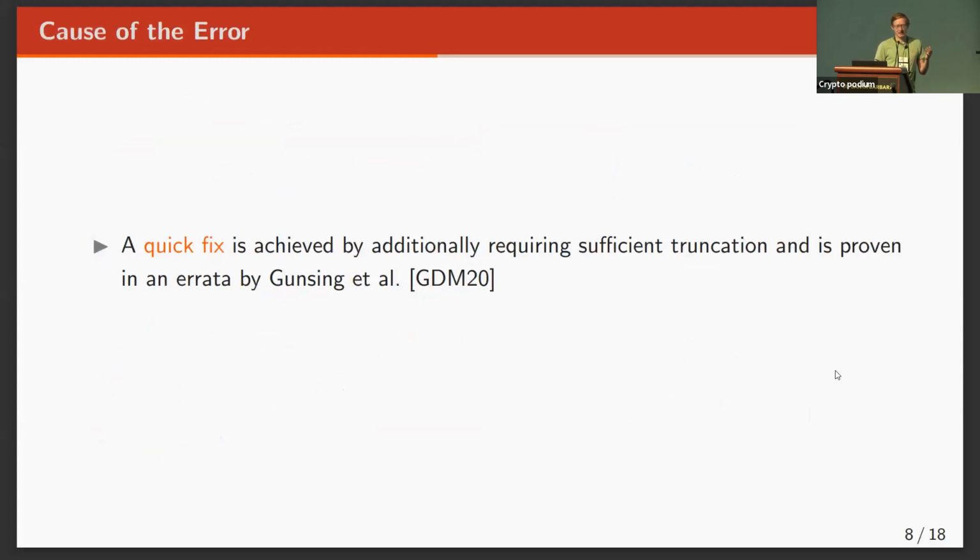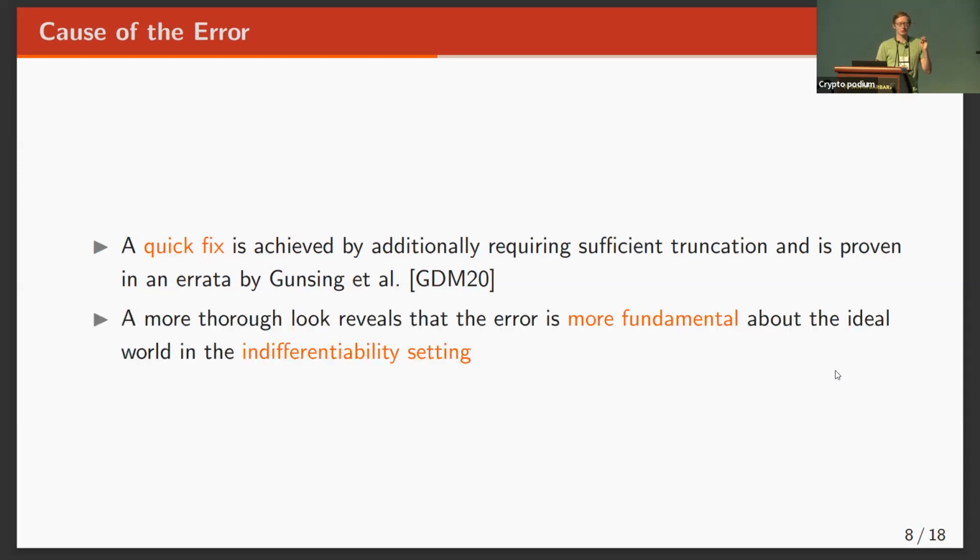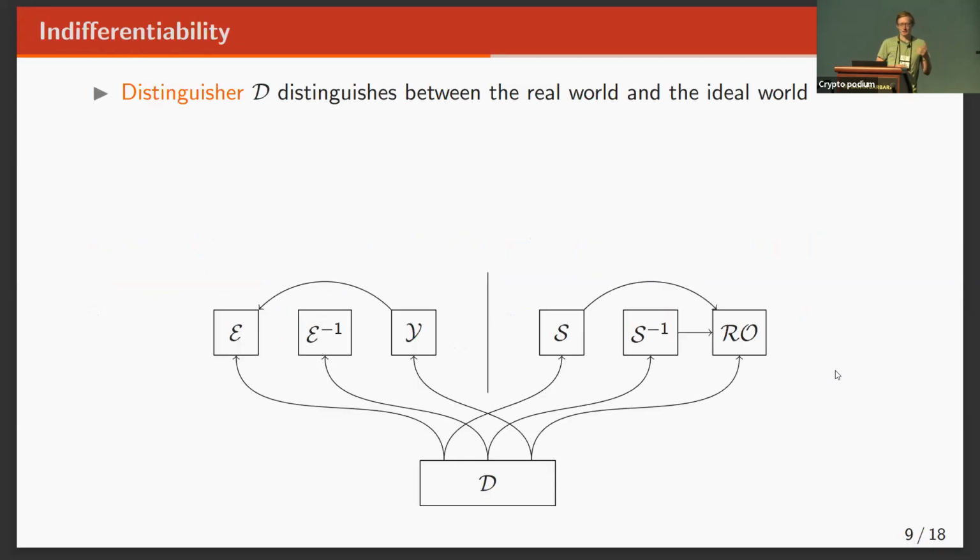And in the errata, I, together with Damen and Manning, did provide a quick fix where we require additional truncation in the conditions to fix those. But there's also an error in the proof, and if we look more closely at what the error is, it's actually more fundamental about the indifferentiability setting. So now we'll quickly go over the indifferentiability setting. It is a bit technical, but it is necessary to explain what the error is.